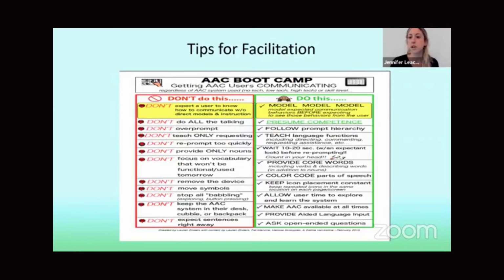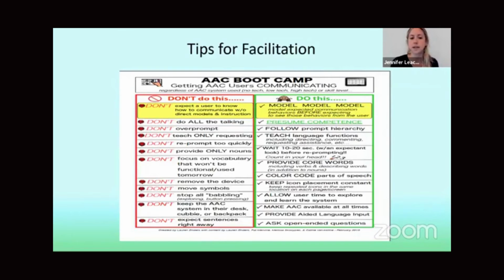So you don't want to just talk about one category. You want to work on all the parts of speech. You don't want to focus on vocabulary that won't be functional or used tomorrow. You want to make sure that it's functional for the kid. If your individual is an adult, you're not necessarily going to be working with the days of the week and the colors. You're going to be working on stuff that's functional for them, so maybe ordering at a restaurant, or helping them interview with someone. Or for your kiddo, you're going to be working on those basic concepts.